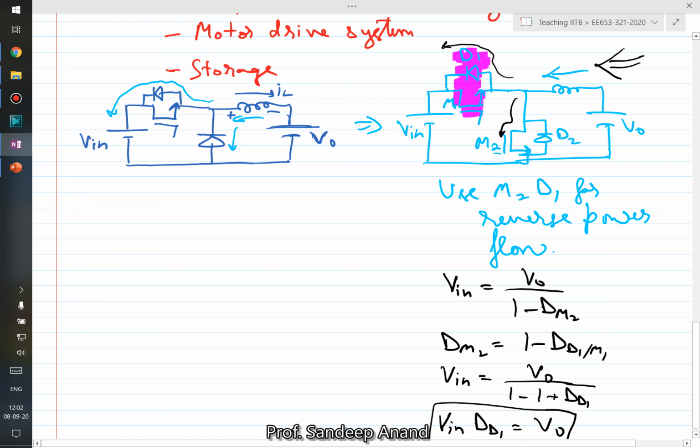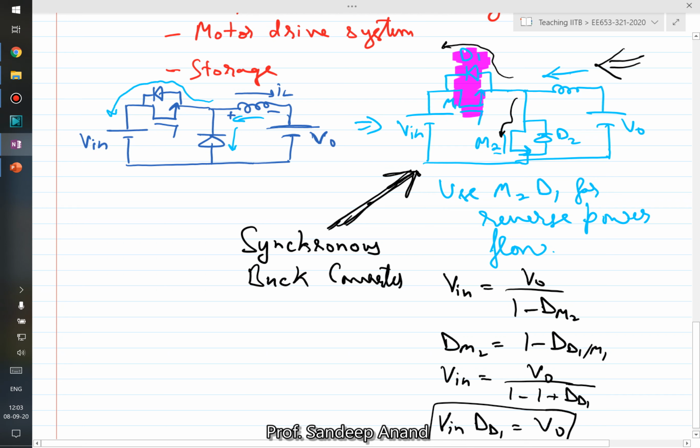So this particular circuit which we have drawn here, it also has a specific name. It's called a synchronous buck converter, right? It's also called a synchronous buck converter.